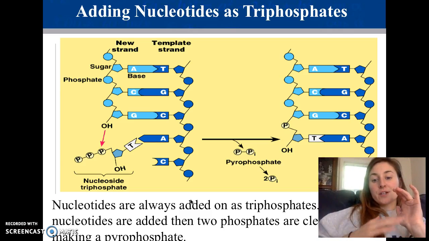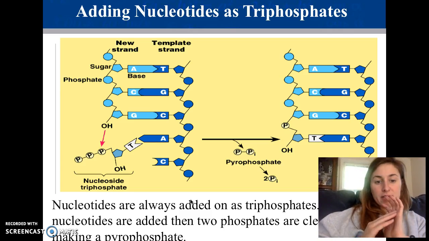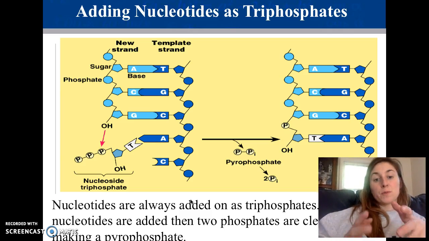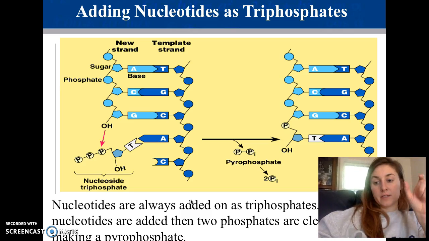So nucleotides are added on as what we call triphosphates. Then the nucleotides are added, and then 2 phosphates are chopped off. If we remember, there's only 1 phosphate on the parent strand: the nucleotide, the sugar, the phosphate. When they're added, they have multiple phosphates, and then we cleave off 2 of them so that only one is left. Again, we would imagine that that releases energy, similar to ATP losing a phosphate.